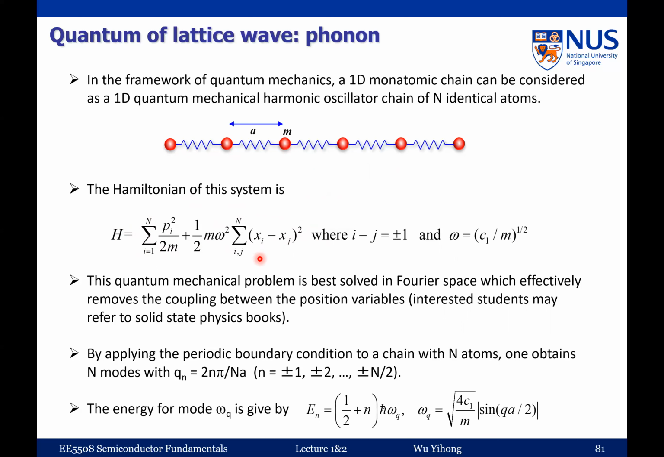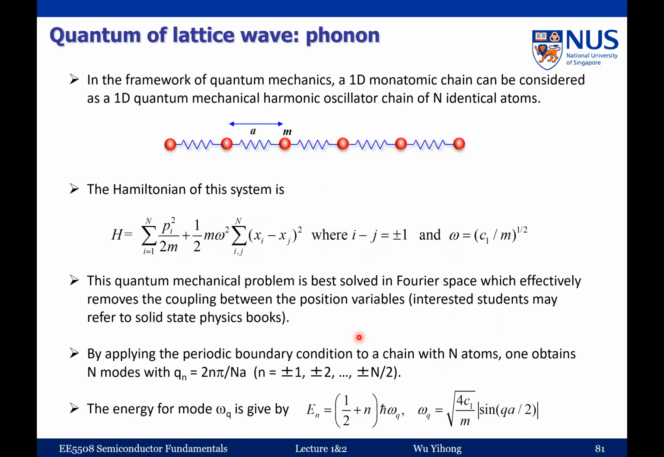That's because it is different from a single harmonic oscillator. You will have so-called coupling terms between xi and xj. If you expand this, it makes things very complicated. It's not just a simple sum of the Hamiltonians of all these single harmonic oscillators.